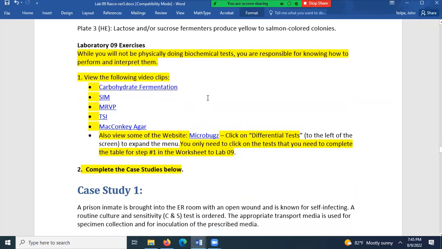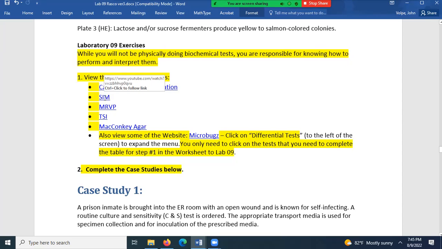You're not physically going to be doing any of these biochemical tests. However, you will be held responsible for knowing how to perform and interpret them. We have some video clips for you to watch. One on carbohydrate fermentation. And remember, each tube has one sugar. In our test, you can test 6 different sugars, but you can test more. I don't know how many total you can test, but you can test different carbohydrates in the tube.